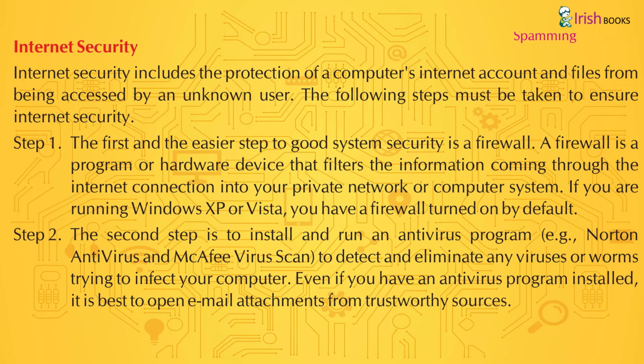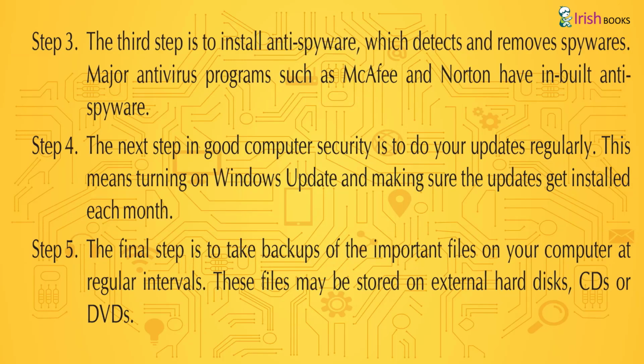The second step is to install and run the antivirus program, for example, Norton antivirus and McAfee virus scan, to detect and eliminate any viruses or worms trying to infect your computer. Even if you have an antivirus program installed, it is best to open email attachments from trustworthy sources. The third step is to install anti-spyware, which detects and removes spywares. Major antivirus programs such as McAfee and Norton have inbuilt anti-spyware.